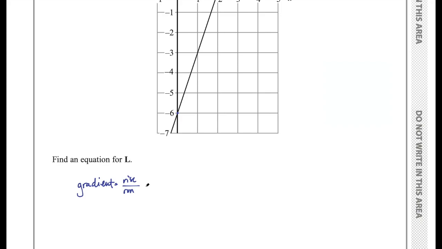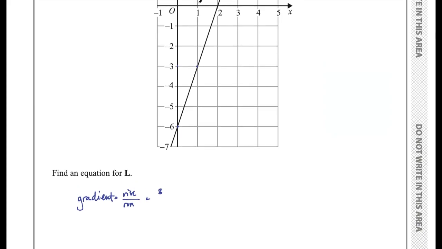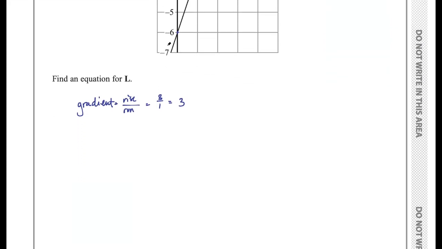I've gone up 3. And the run is how far we go across. So we go up to -3, across to 1 on the x-axis, and we started at 0, right? So the y-axis is at 0 on the x-axis. So our run, how far we've gone across here, is 1. So rise over run gives us the gradient, that's 3. And now we have enough information to write down the equation for L.